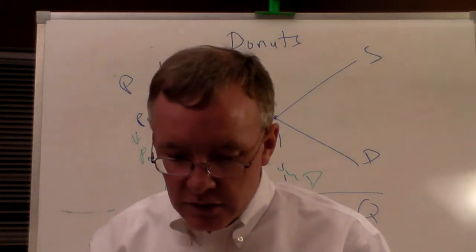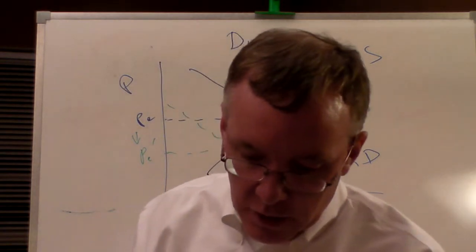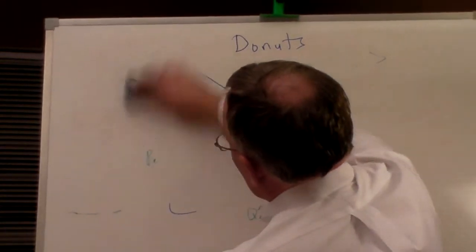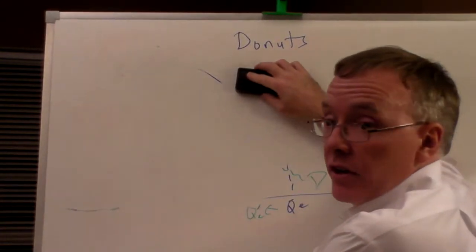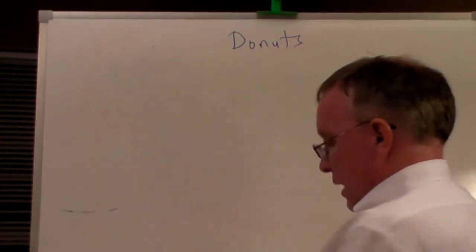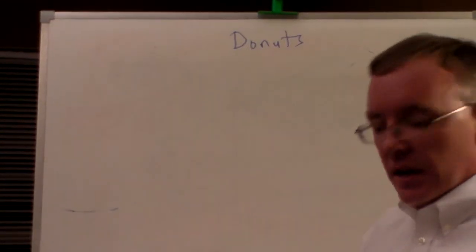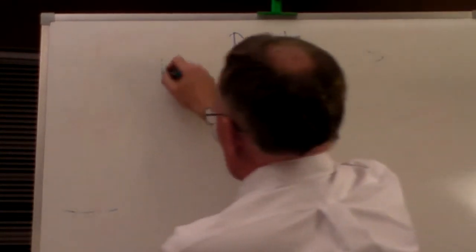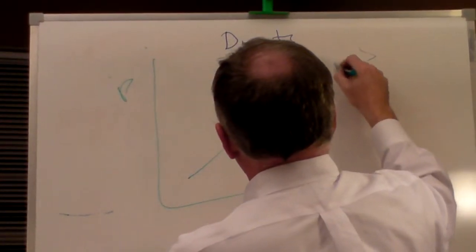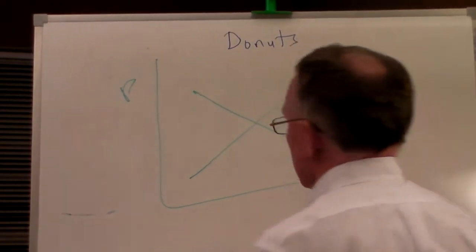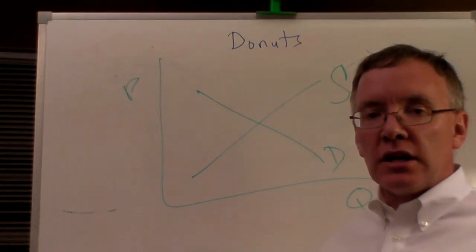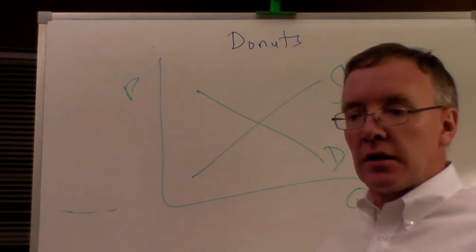Now let's think about what would happen if the income of all of the consumers in our economy were to rise. And let's say that donuts is a normal good. So a normal good is one where the quantity demanded, or the demand, is going to increase if income goes up.